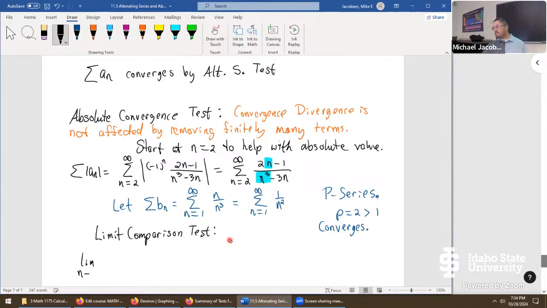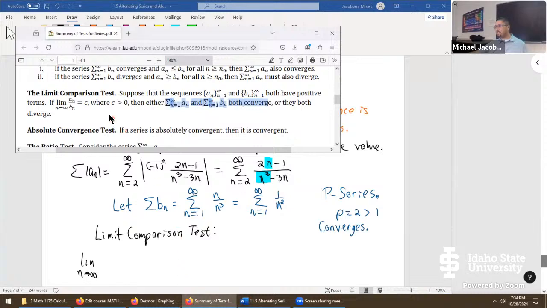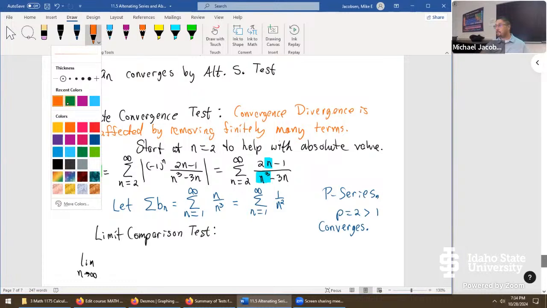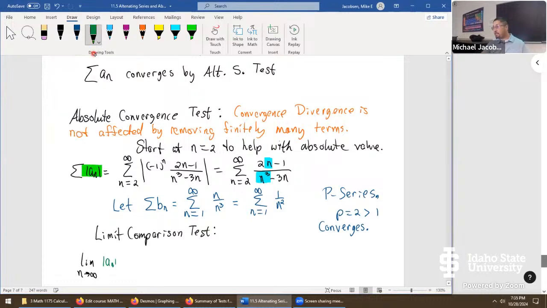It's the limit as n goes to infinity of, let's take another look at that test. We actually don't say an anymore. And the reason is we're not using the original series, we're using that one. So just to be specific on what we're doing, we should say absolute value of an. It reminds us which terms we're really using. Let's use a little bit of color coding too while we're at it. So absolute value of an divided by bn is how our limit comparison test is going to come together this time. So now it's the limit as n goes to infinity.